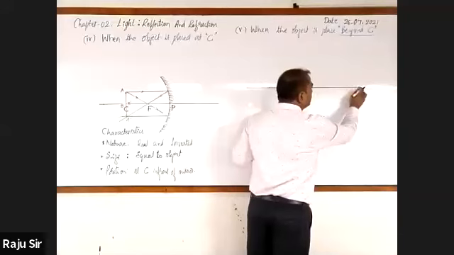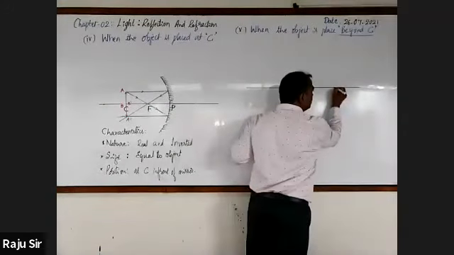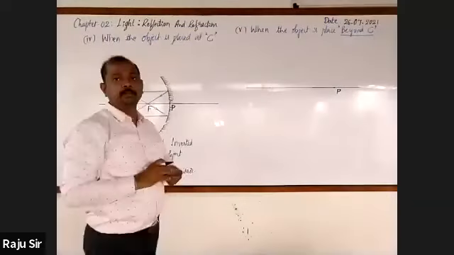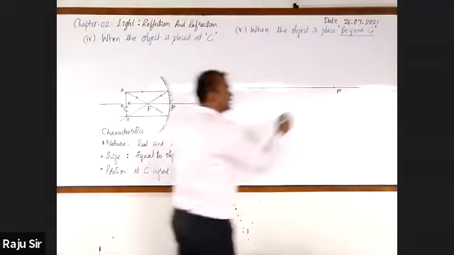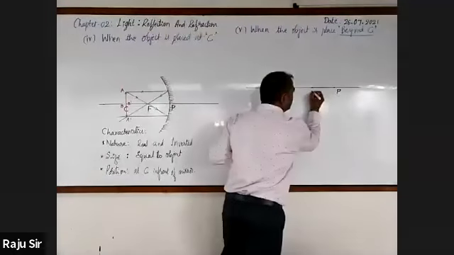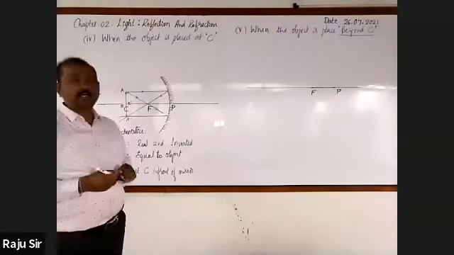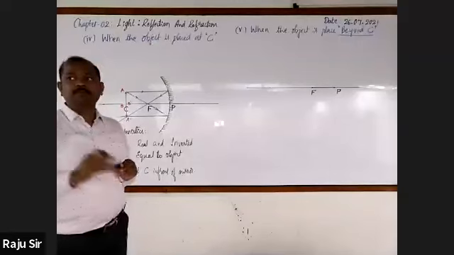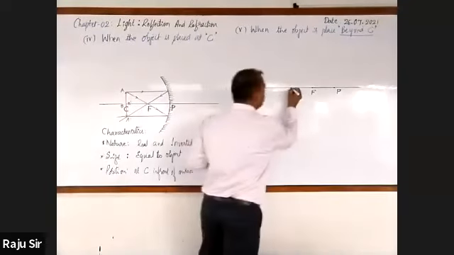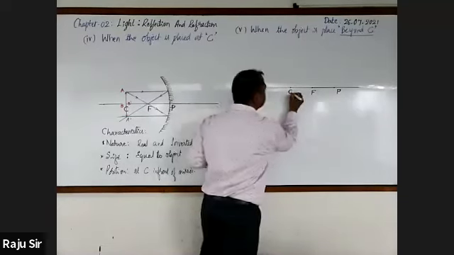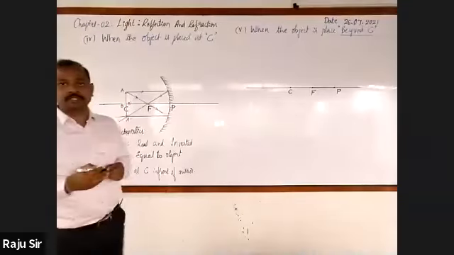Let us mark from here. This was the first point. Let us call this point P. P represents the pole of the mirror. Next, the second point. This is represented by F, where F indicates the principal focus. Next point is C. This is the center of curvature.